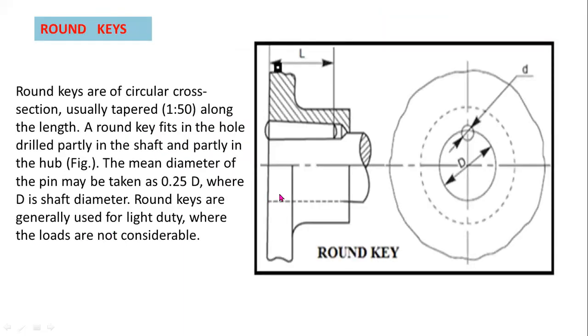Round keys are of a circular cross section, usually tapered 1:50 along the length. A round key fits in the hole drilled partially in the shaft and partially in the hub. The mean diameter of the pin may be taken as 0.25 D, where D is the shaft diameter. Round keys are generally used for light duty, where the loads are not considerable.